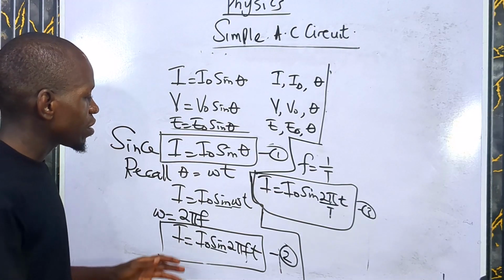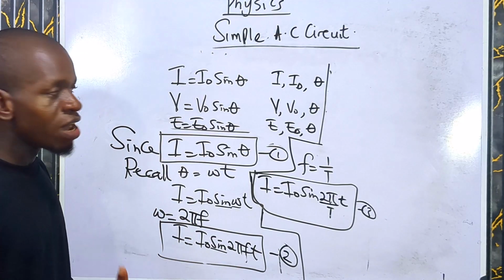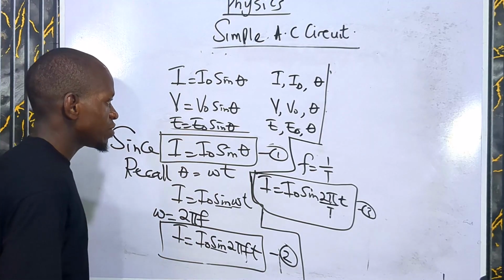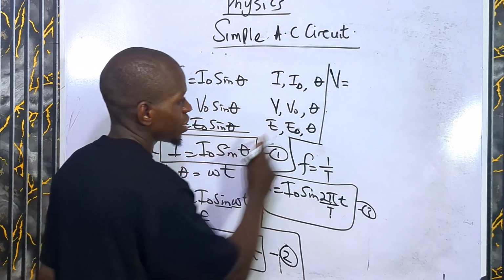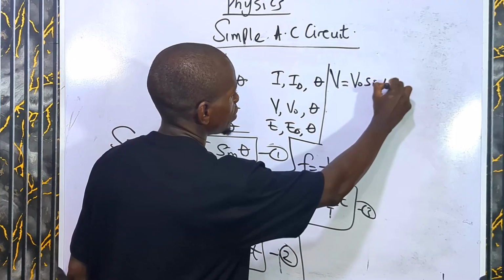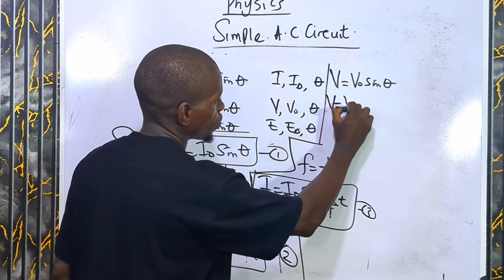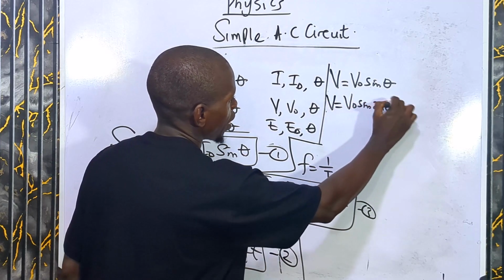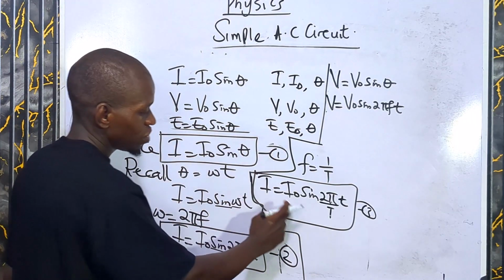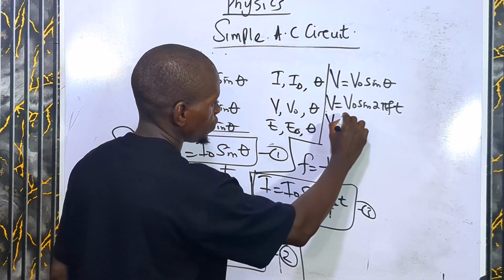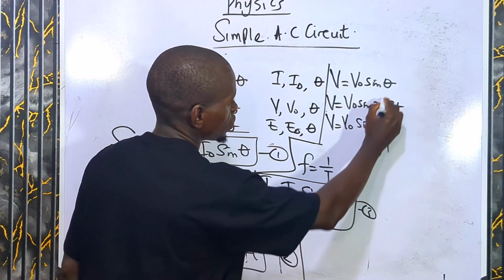Now remember that everything that I did for current can also be done for voltage. And I told you we cannot have current without voltage. So if I write out the voltage, V equals V0 sine theta. That's the first one. The second one is V equals V0 sine 2 pi f t. I'm only changing the I's to V's. So the last one is V equals V0 sine 2 pi t over T.